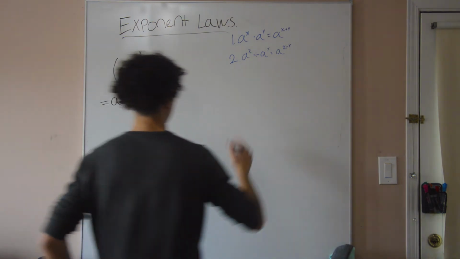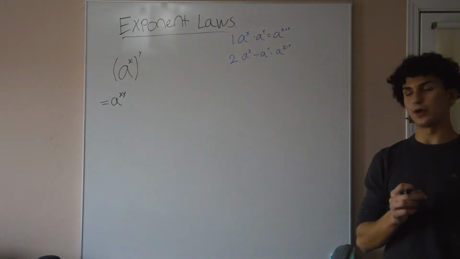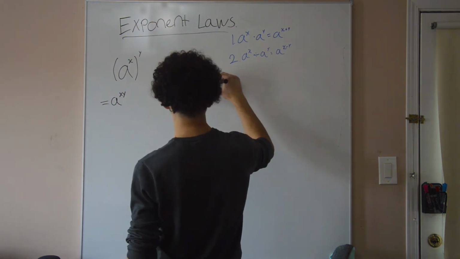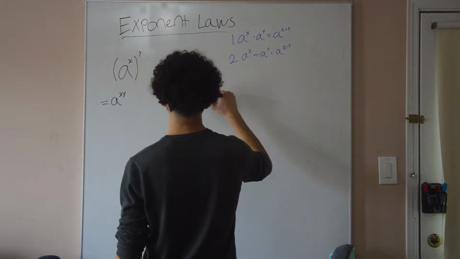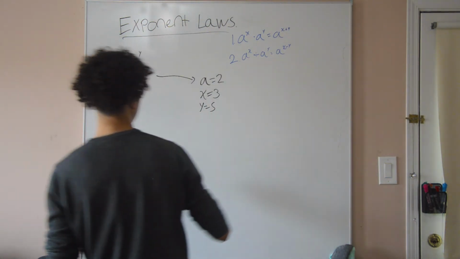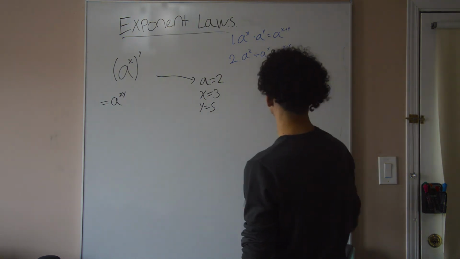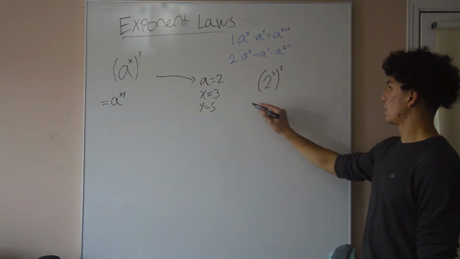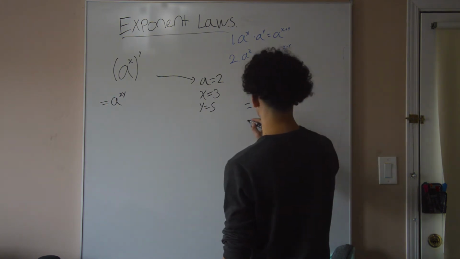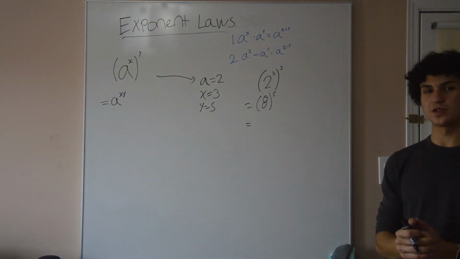Well, I'll show you. We know that when we multiply exponents, we add the top, right? Well, let's take a look at this. Let's sub in some values. So a equals 2, x equals 3, y equals, let's do 5, just for a change. So we have 2 to the power of 3 to the power of 5, just like that. Let's do 2 to the 3 first, because brackets first, so this becomes 8 to the power of 5, just like that. Okay, but let's think about this for a second.